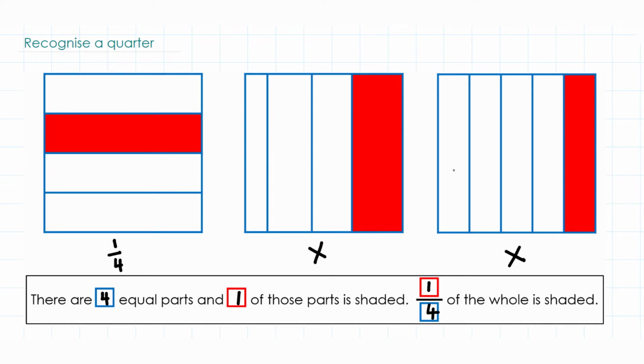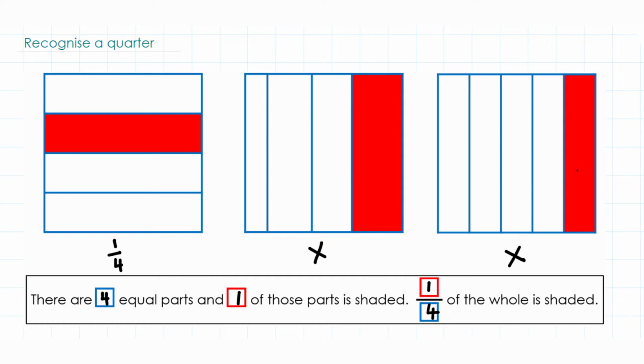Well, there are 1, 2, 3, 4, 5 equal parts. The parts are equal, aren't they? And one has been shaded, but that's not 1/4 because it's only 1/4 if there are 4 equal parts and one has been shaded. This has been split up into 5 equal parts and one has been shaded.